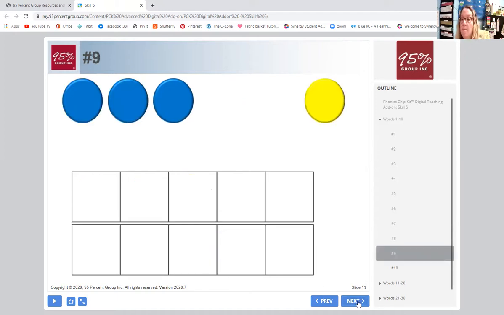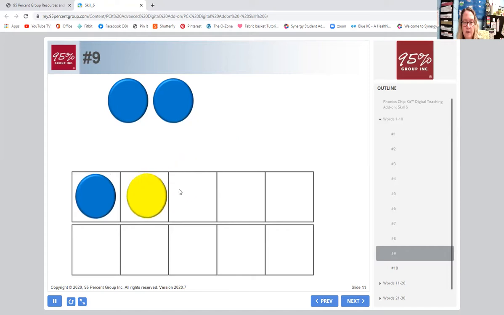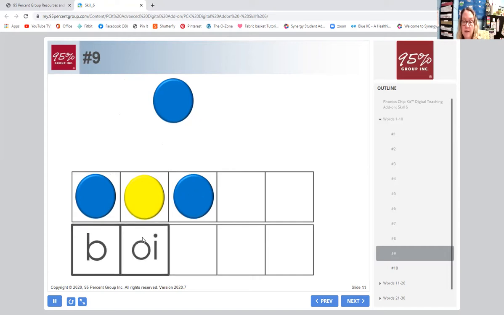Okay, our next word is boil. Boil, finger stretch. Oil. 3 sounds. Ready? Let's finger stretch it, or let's sound it again as we bring down the chips. Oil. Now we're going to sound it again as you write the letters. Oil. Check, you should have a B, the O-I, and the L.